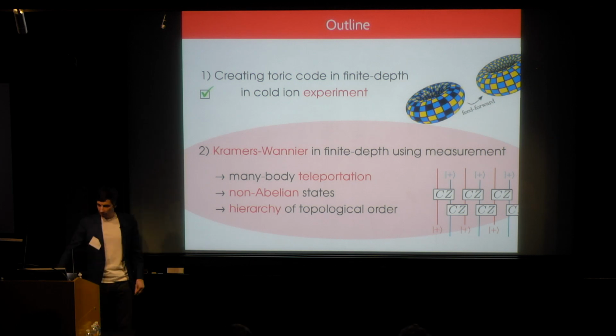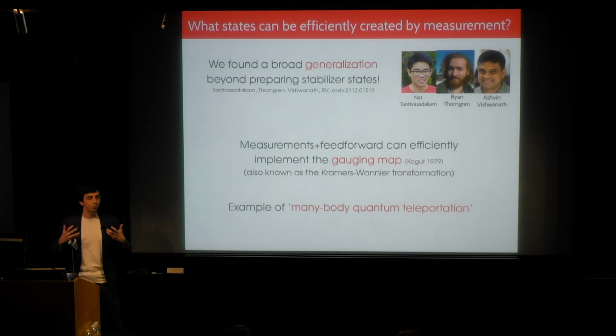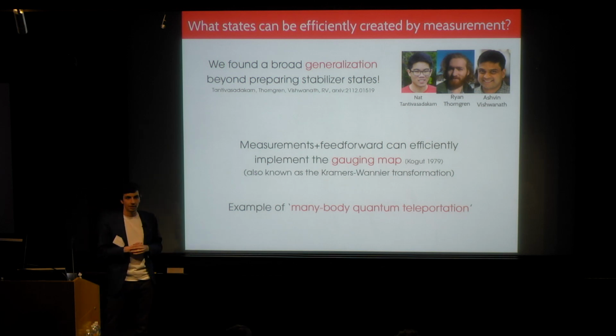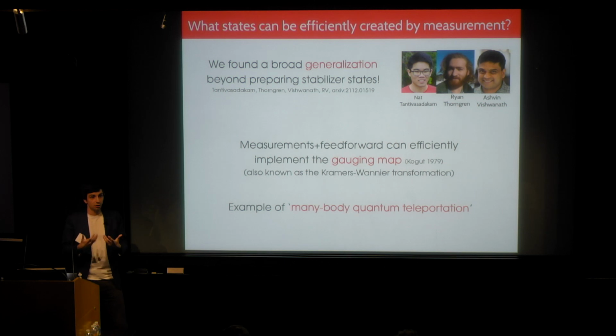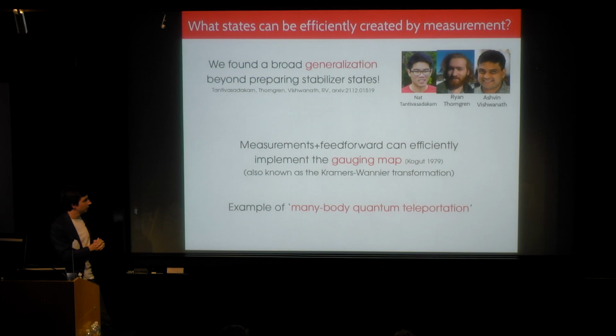Okay. In particular, with Nathan Devasarakan, Ryan Torgren, and Ashwin Vishwanath, we found a more generalized perspective where, using measurements and feed forward in finite time, we can implement a map that goes by different names. Some might call it the gauging transformation or the Kramers-Wannier transformation. As I'll discuss in a moment, this transformation as such is mathematically known for decades, and it's very useful to map models to each other mathematically. So if you solve one model, you secretly solve the other one. But usually it's not thought of as a physically relevant mapping because it's very exotic. But it turns out that you can really deterministically implement that kind of mapping using measurements and feed forward. And if time permits, I'll briefly comment on how you can interpret it as many-body quantum teleportation.